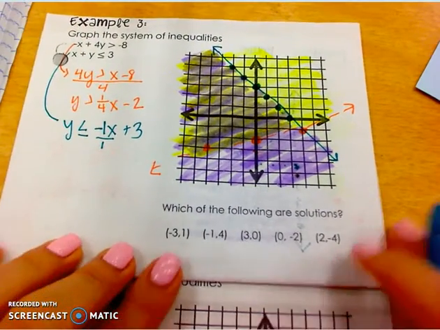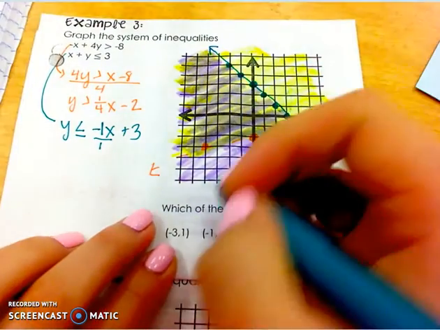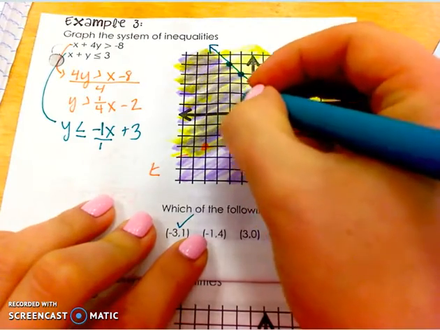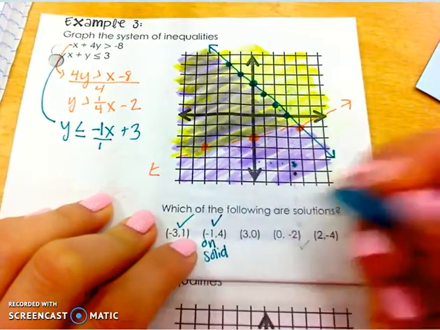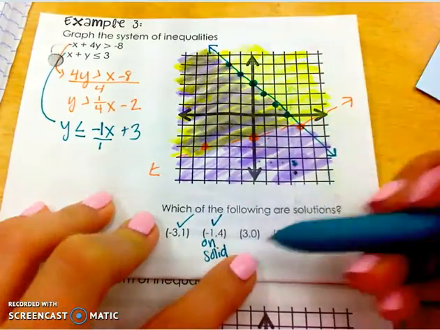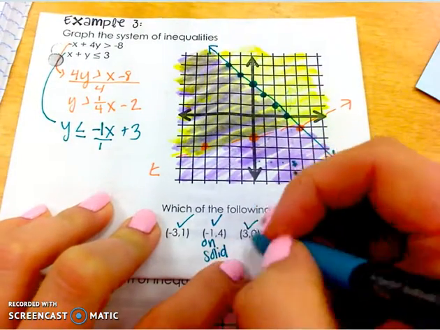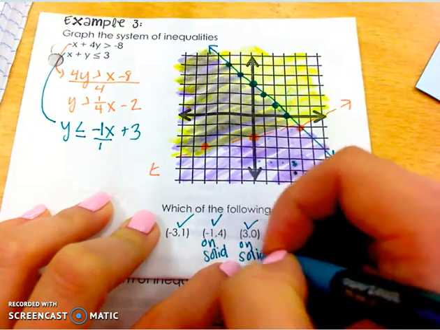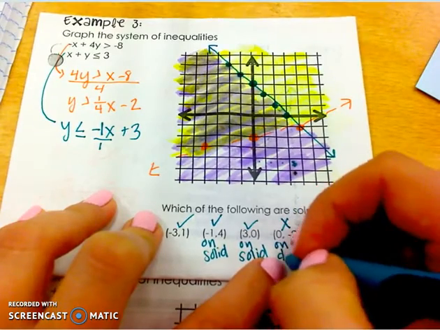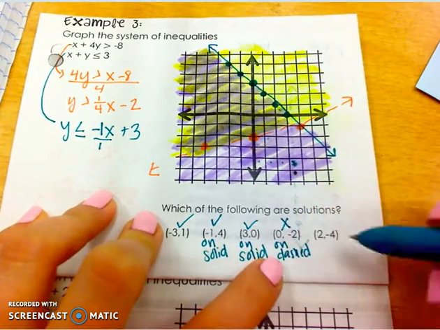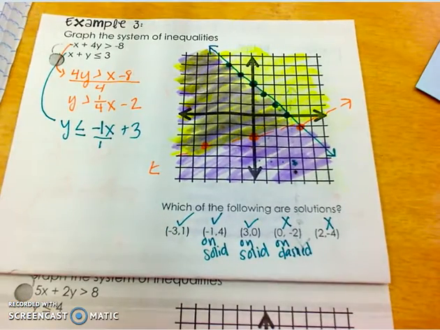Are they solutions? -3, 1. 1, 2, 3, 1. That's a yes. -1, 4. 1, 2, 3, 4. That's a yes because it's on the solid border. Solid line, it borders the double shaded. I'm going 1, 2, 3, 0. That is also a yes because it's on the solid border. 0, -2, that's a no because it's on the dashed border. And then 2, -4, that's no because it's only in the purple region.